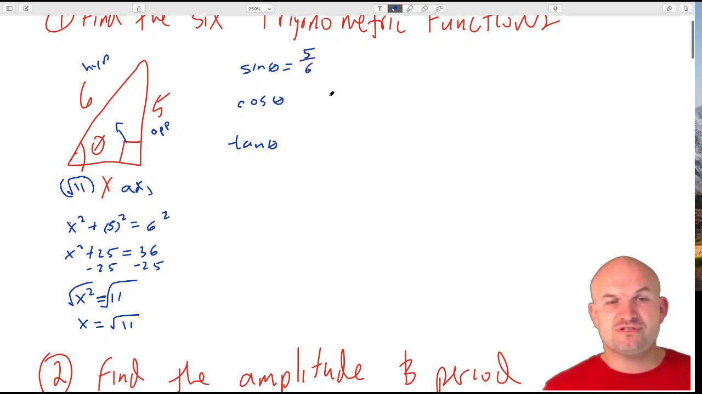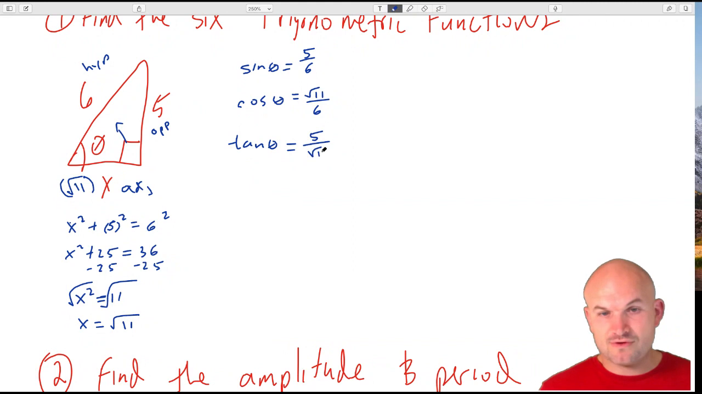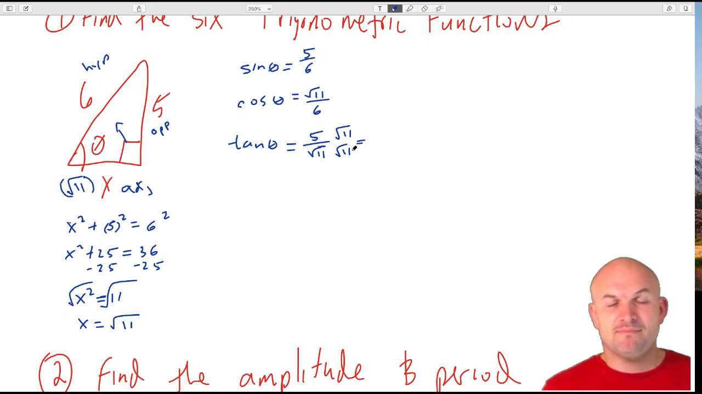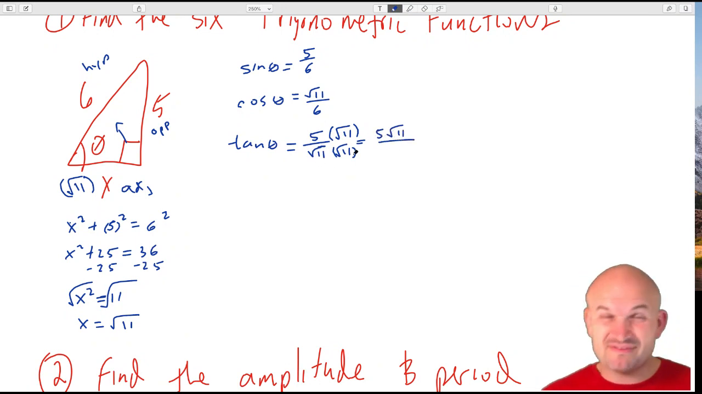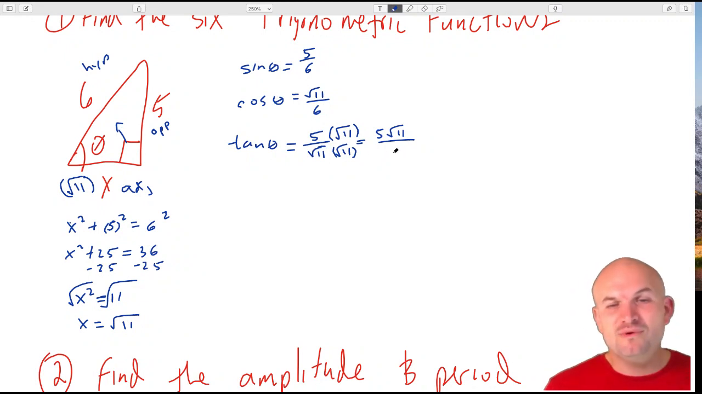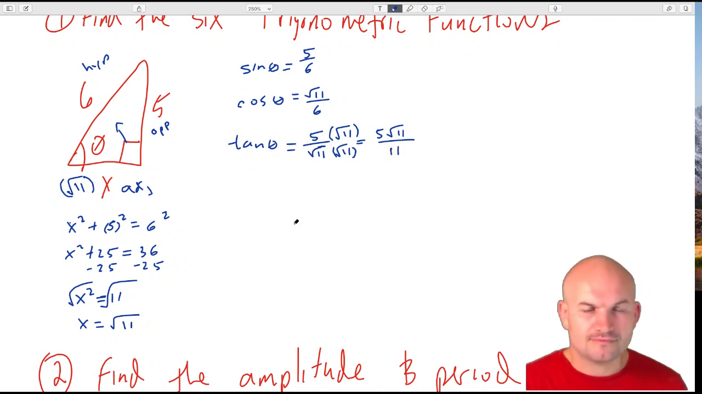The cosine is going to be the adjacent over the hypotenuse, and the tangent is going to be the opposite over the hypotenuse. Now, sometimes you might have a teacher or a class or a test that will want you to simplify this, so therefore you can simplify by rationalizing the denominator by multiplying by the square root of 11 on the top and the bottom. And when doing that, you would get 5 times the square root of 11 over the square root of 11 times the square root of 11 is the square root of 121, which is just 11.